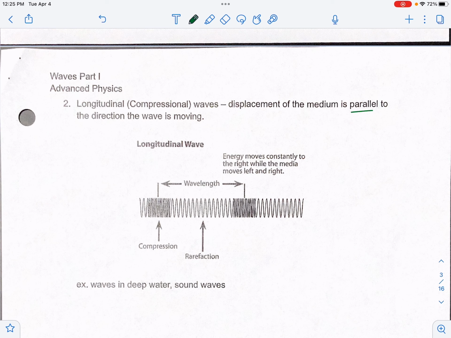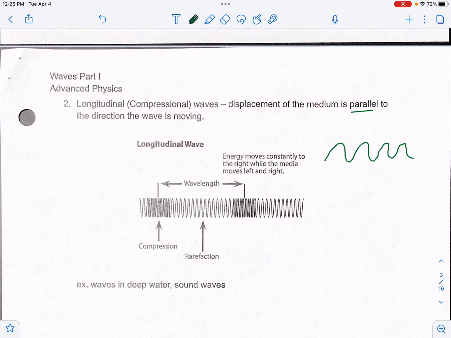Okay, now you could make a slinky go up and down, like you could just whip it like this where it makes a transverse wave. Or what you can do is take your hands and pretend like you're closing your hands and then stretch them out, close your hands, stretch them out. Okay, that is the example of a compressional wave.